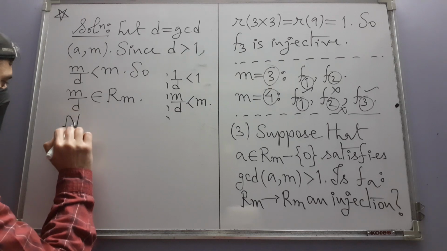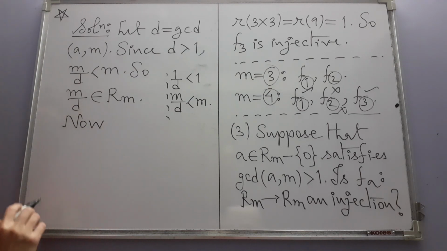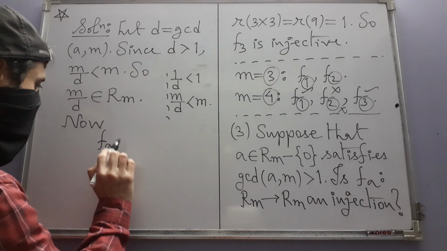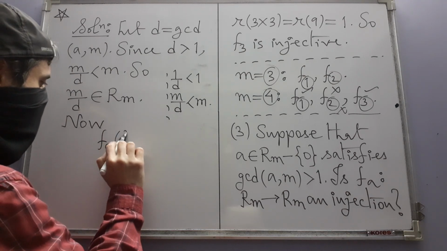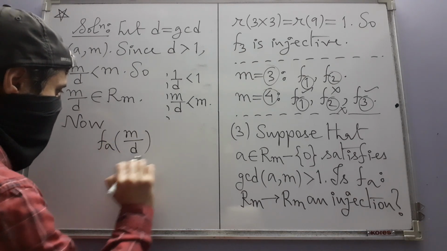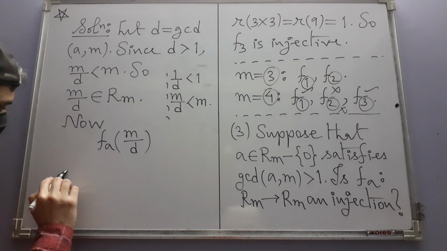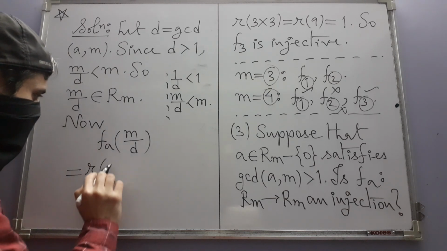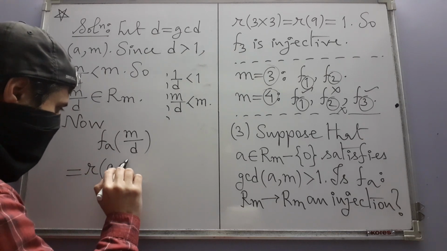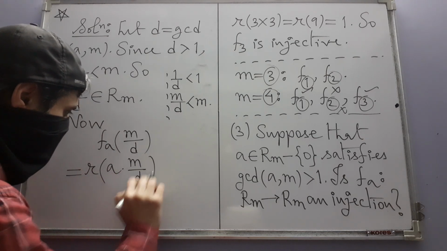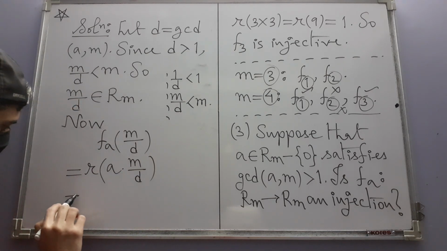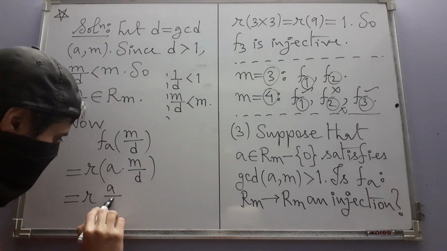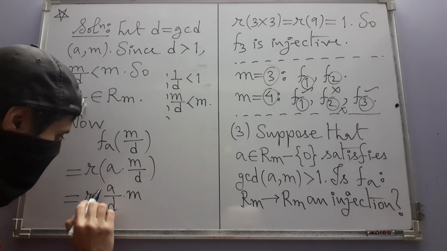Now, what will happen if we calculate fa of m divided by d? This will be the remainder function value of a times m over d. Now this can be rearranged and written like this.